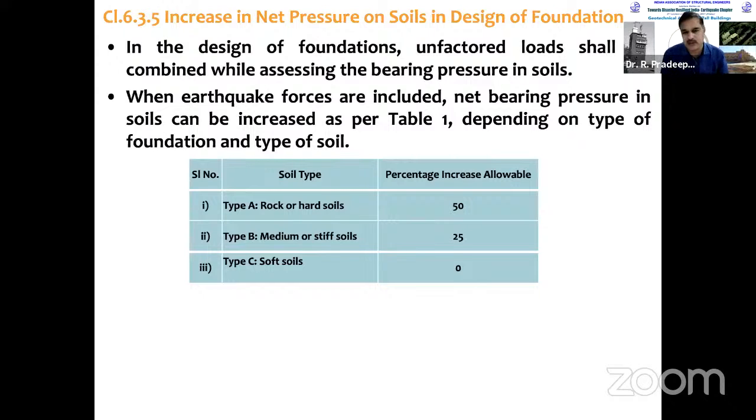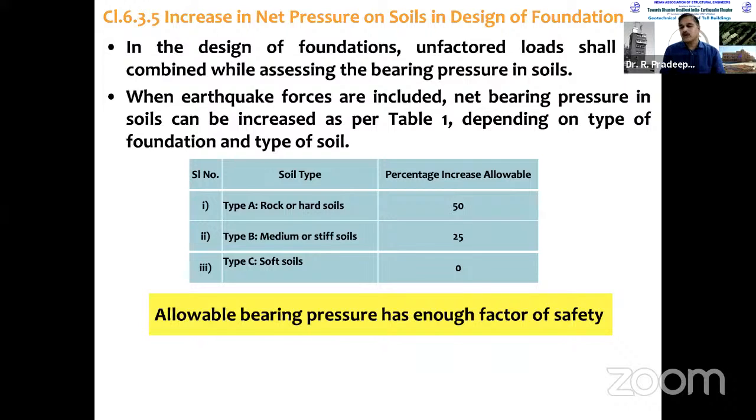Coming back to this, if the soil type is hard soil or rock, we can go up to a 50% increase. Allowable bearing pressure can be enhanced up to 50%. For medium soil and stiff clays, we can increase up to 25%, and for soft soils, 0.3. The fourth one, liquefiable soils, should not be used actually. Allowable bearing pressure already has enough factor of safety, which is why this percentage increase is given.